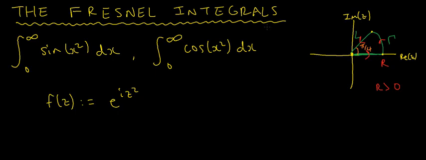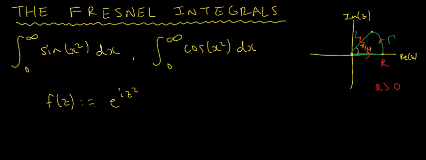Okay, in this video I'm going to be using the method of contour integration to evaluate the so-called Fresnel integrals, and these are the integrals from 0 to infinity of sine of x squared and cosine of x squared. And I'm going to use a contour and my function f of z to try and evaluate both of these integrals all in one go.